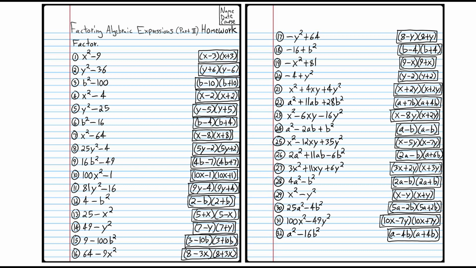And remember, you need to have your name, the date, the course. The course is beginning algebra. Title your paper. Give a title up there of Factoring Algebraic Expressions, Part 2 homework. And remember, your homework has to have those 4 characteristics. It has to be complete, neat, correct, and in order in your binder.